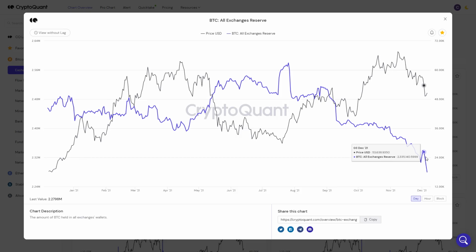But right now, the Bitcoin balance on exchanges is crashing once again to the downside. The last time we saw something like this was back during July and also during September, which of course turned out to be amazing buying opportunities if you're holding for the next few months.